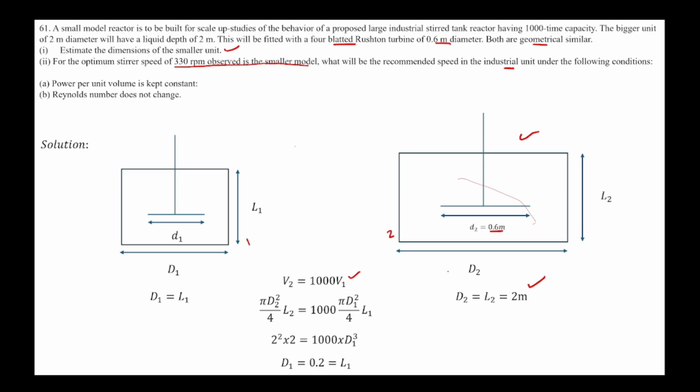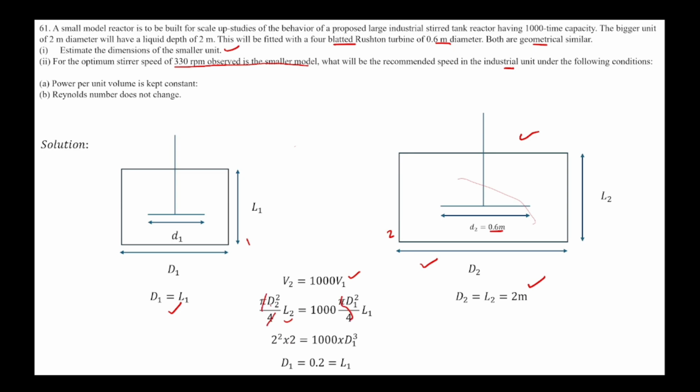Since both are geometrically similar, in the small model as well, D and L will be equal, because in the bigger model D and L are equal. So putting the values, π D2² by 4 into L2 equals 1000 into π D1² by 4 into L1. So this will cancel out.